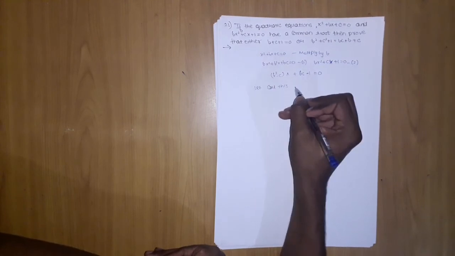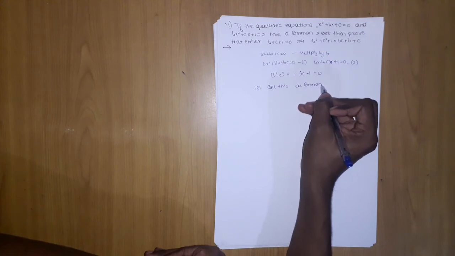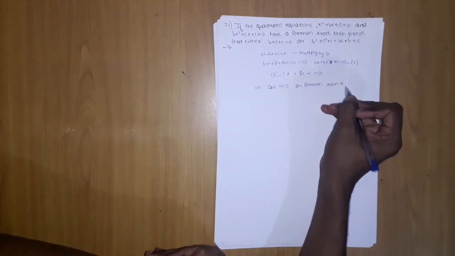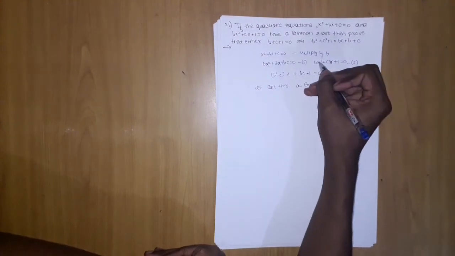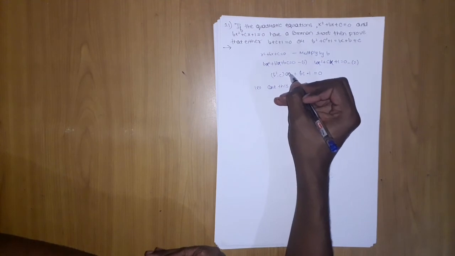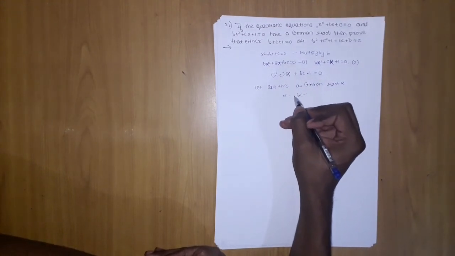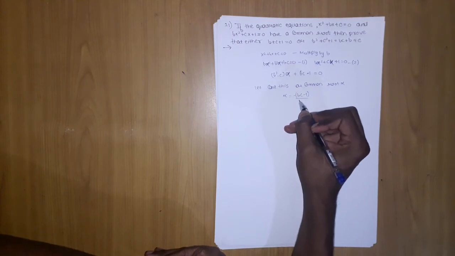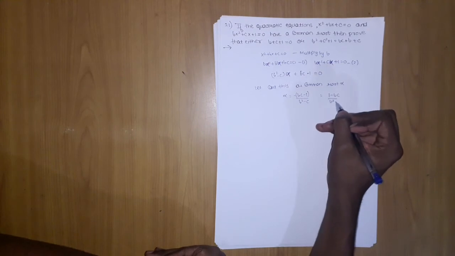And let's call this the common root alpha. Replace x by alpha, because they have one root different and one root common, so x will be alpha. So alpha will be (1 minus bc) upon (b square minus c).